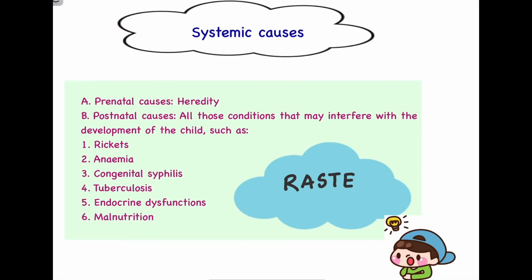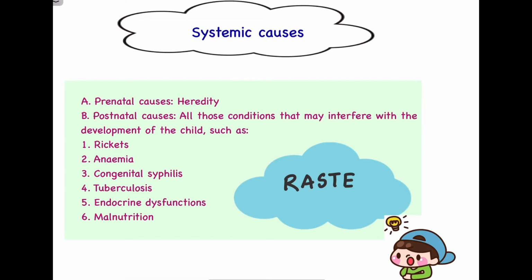Then syphilis, wherein we can see mulberry molars and screw-shaped incisors as well, right? Then we have tuberculosis, and certain endocrinal dysfunctions. As we have discussed, endocrinal dysfunction directly affects the metabolism of the bone, and it can lead to hard tissue impaction. Then malnutrition as well. If there is a chronic deficiency of vitamin A, vitamin D, all these are very necessary for the ameloblasts during the developmental stage as well, right? So if there is any deficiency of certain essential nutrients, then it might lead to impaction.